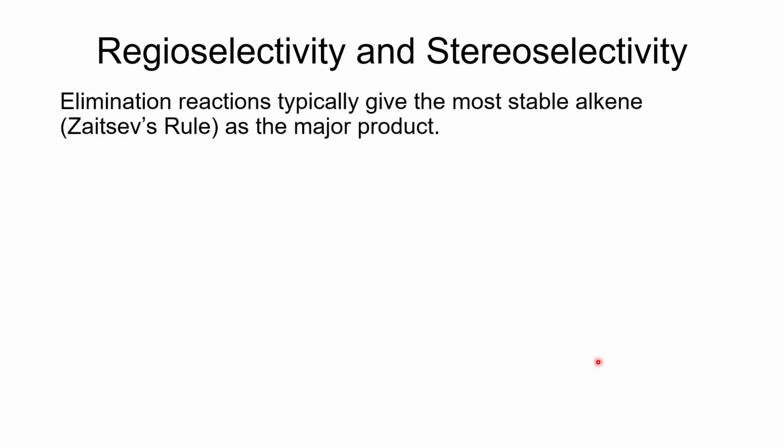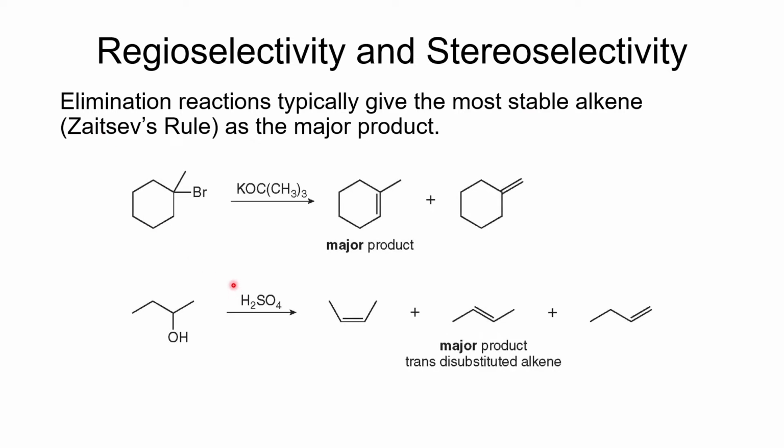When it comes to the preparation of alkenes, just a reminder on regioselectivity and stereoselectivity. Regioselectivity is that elimination reactions will typically give us the most stable alkene, or in other words, the most substituted alkene as our major product. So in this example, we've got two possibilities, two different types of beta hydrogens when we do this elimination. And we can eliminate within the ring. Here we get a tri-substituted alkene. And over here we have a di-substituted alkene. So the tri-substituted is the major product.